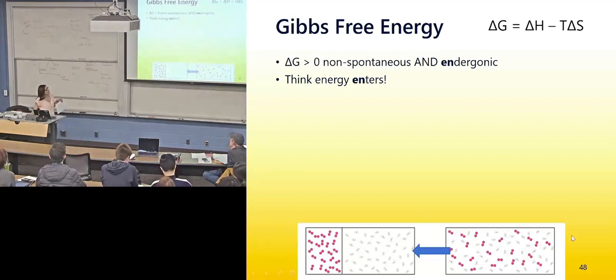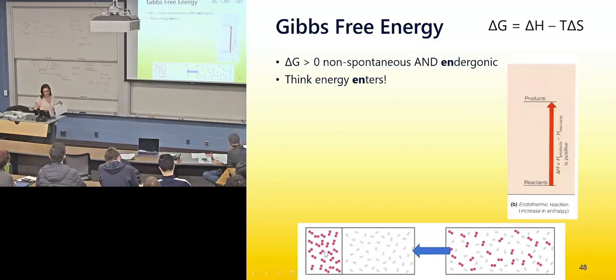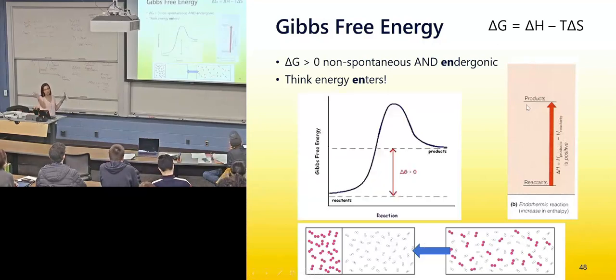So the direction of unfavorability would be having a negative delta S and having a positive delta H. So when you have negative delta S, this is very unfavorable. Having a positive delta H, this is unfavorable. It will always be non-spontaneous.